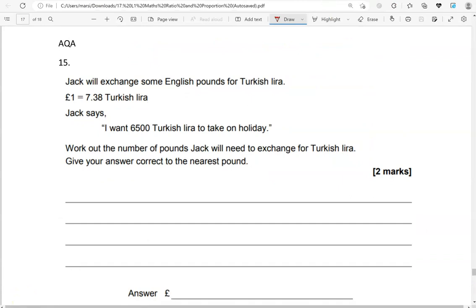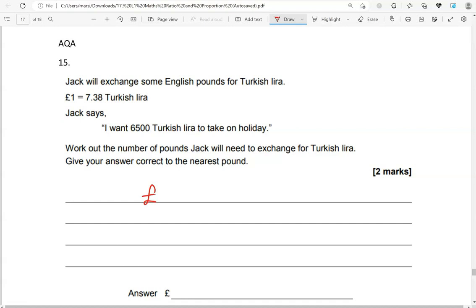Jack will exchange some English pounds for Turkish lira. 1 pound is equal to 7.38 Turkish lira. Jack says, I want 6,500 lira to take on holiday. Work out the number of pounds Jack will need to exchange for Turkish lira. Give your answer correct to the nearest pound.